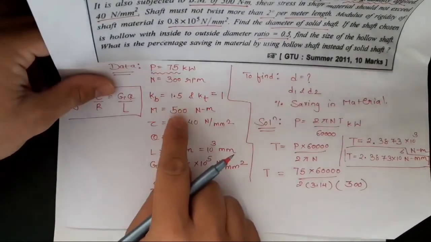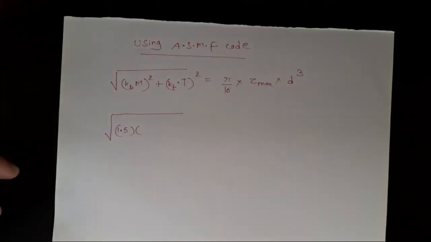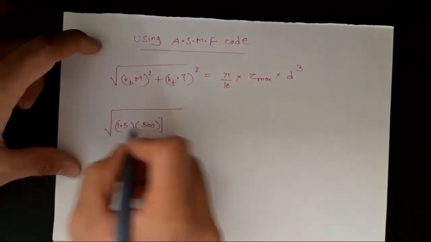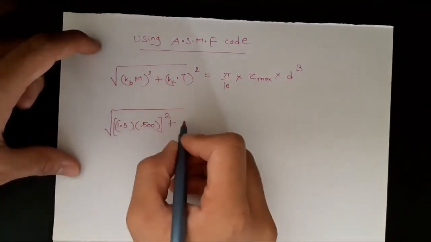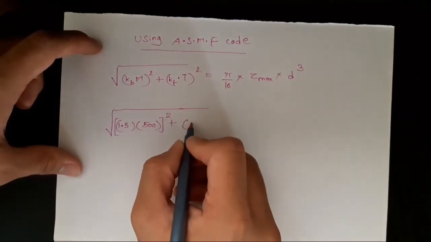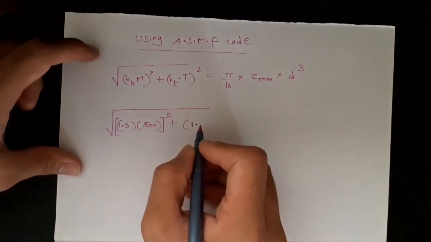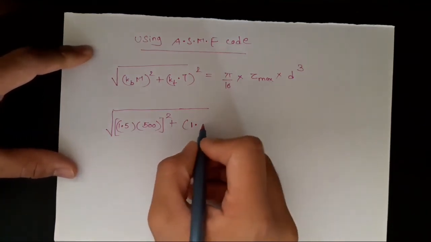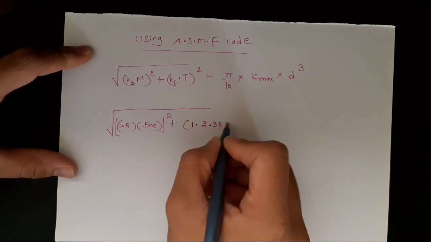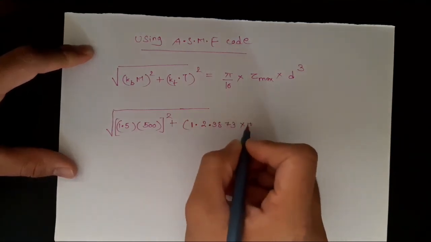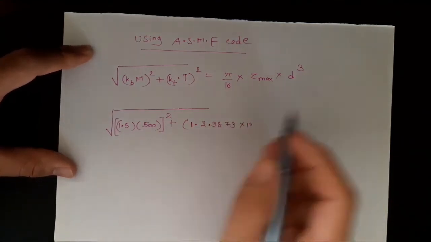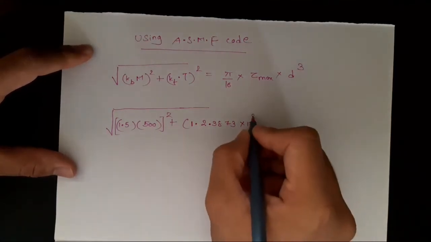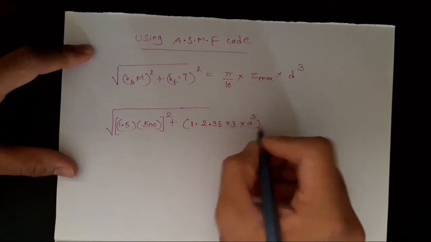M is given in data as 500 Newton meter. So 500 the whole square plus what is Kt? Kt will be 1 from the table, into T. What is T? T is the torque. Well, what is the value of torque? That is 2.3873 into 10 raised to 6. 10 raised to 6 will be Newton mm, but we had taken Newton meter, so it will be 10 raised to 3 the whole square.